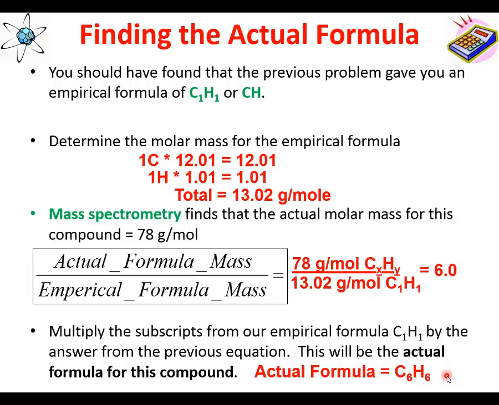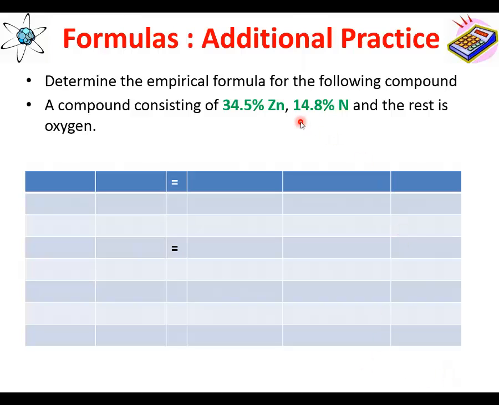Okay. Let's go ahead and consider a situation where we have more than 2 elements present in my sample. So let's consider if I have some mass percent information for a compound that contains 3 elements. Let's say we have a compound that has zinc, nitrogen, and oxygen, but we only have mass percent data for 2 of the 3 elements. So I'm told I have 34.5% by mass zinc, 14.8% by mass nitrogen, and the rest of the mass must come from oxygen, but I'm not given an actual mass percent.